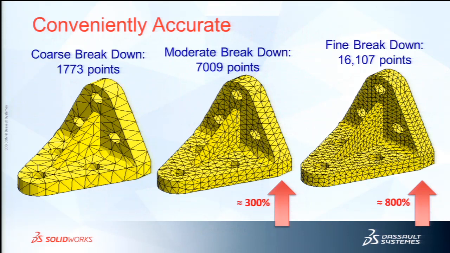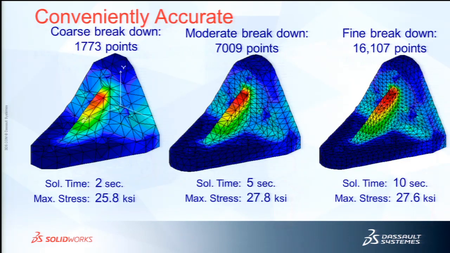So when we talk about conveniently accurate, right, we're talking about the time that it takes to solve, or the resources that are required to solve this. So as you break this down, we're going to call this a coarse breakdown, a moderate breakdown, and then a fine breakdown. I tried really hard to not use the words like mesh or size and all these things, so I did that on purpose, just so you know. So we're breaking this down into 1,700 points, 7,000 points, and then 16,000 points. And from the baseline, that was an increase of 300% and then 800% on the size of our problem.